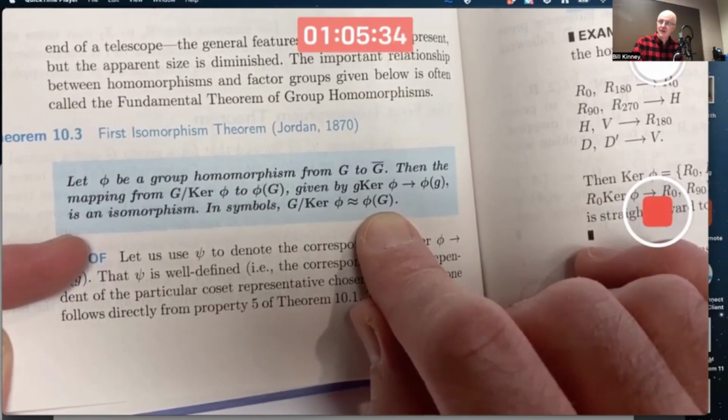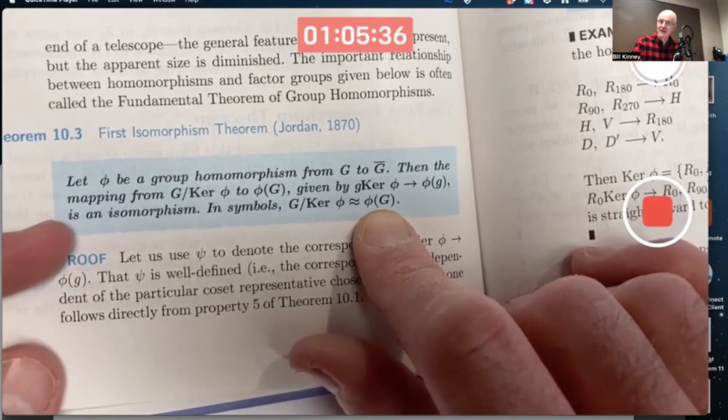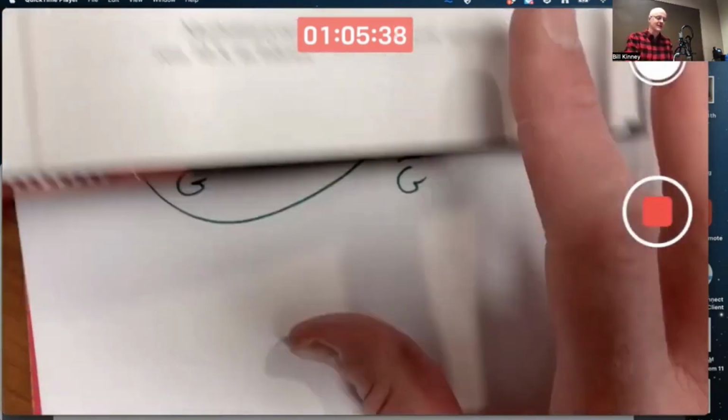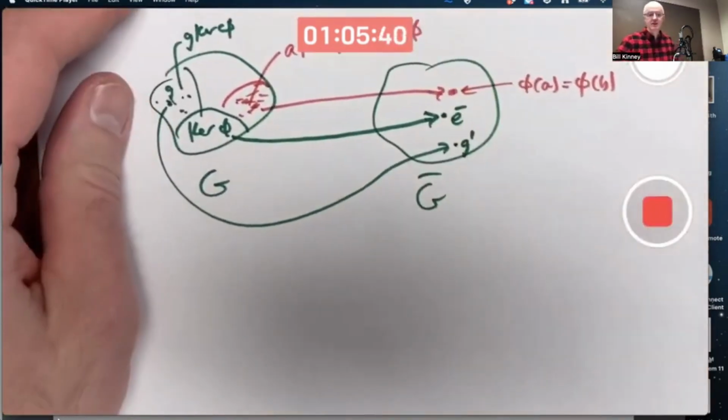This is a big deal. I don't have time to make much of this right now, but it's a big deal. So watch the lectures, and its corollaries. Let's finish by just looking at this problem.